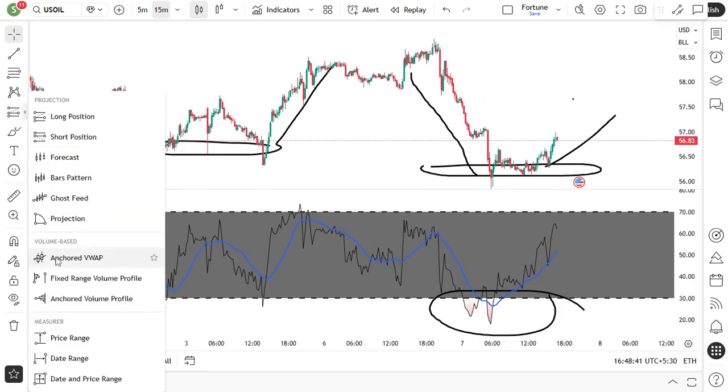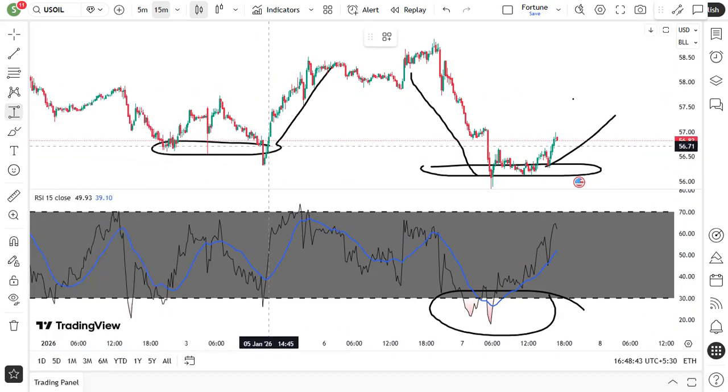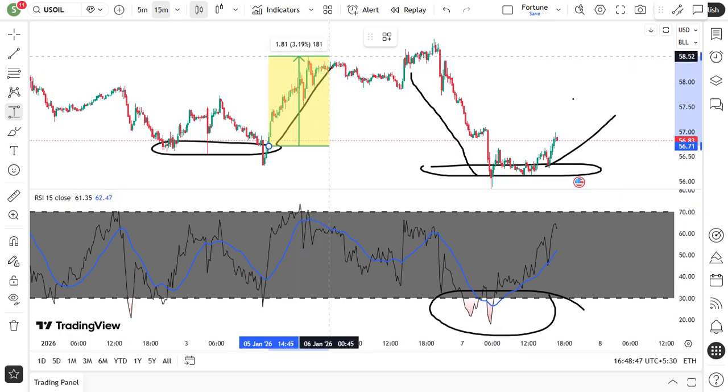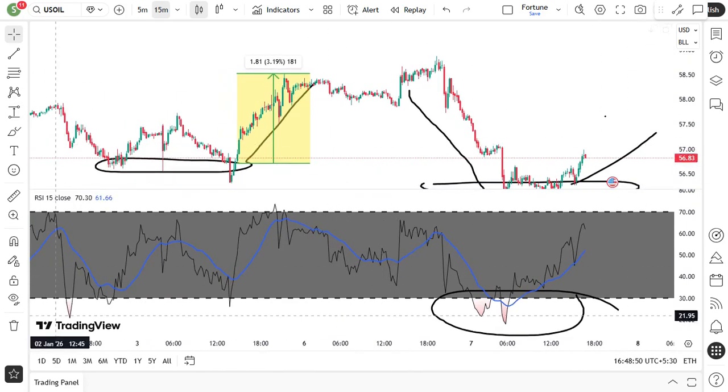And you can see after the consolidation, let me tell you, if you jump and enter from here, then you will get almost $1.80 in crude oil.